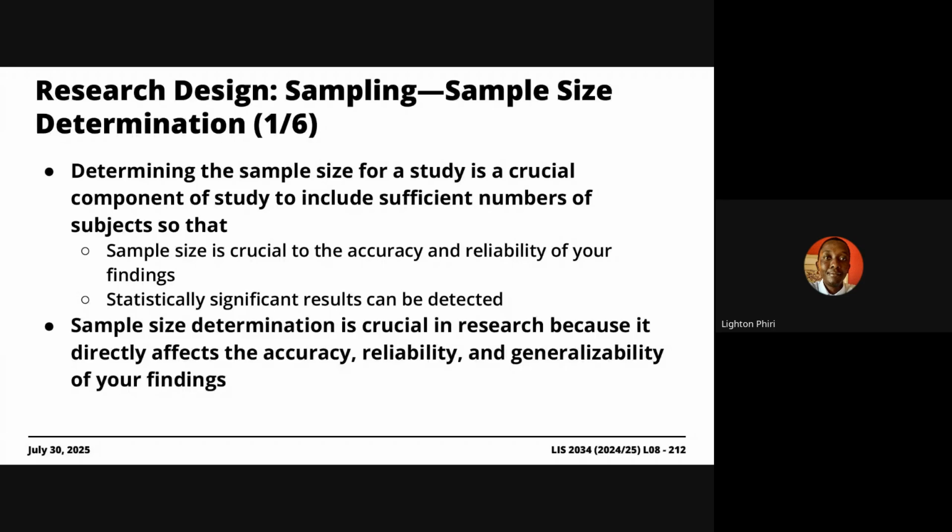Because the goal is always to include sufficient numbers of elements or cases. The larger the sample size, the better the accuracy and reliability of your findings. More importantly, especially when you're conducting quantitative studies, the goal is always to be able to generalize. Even if I'm going to collect data from 300 UNZA students, I want to be able to generalize my findings to the entire UNZA population. And it turns out that you can do that.